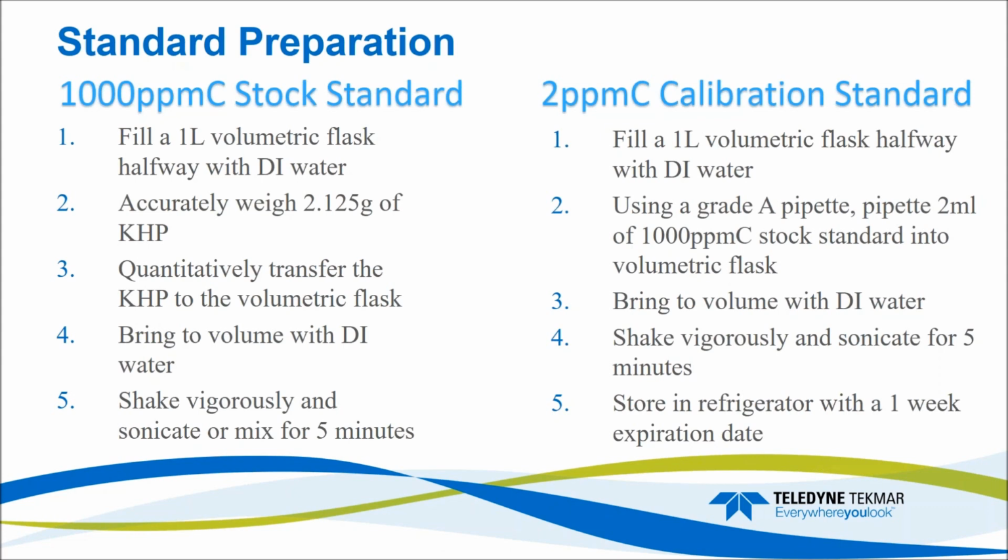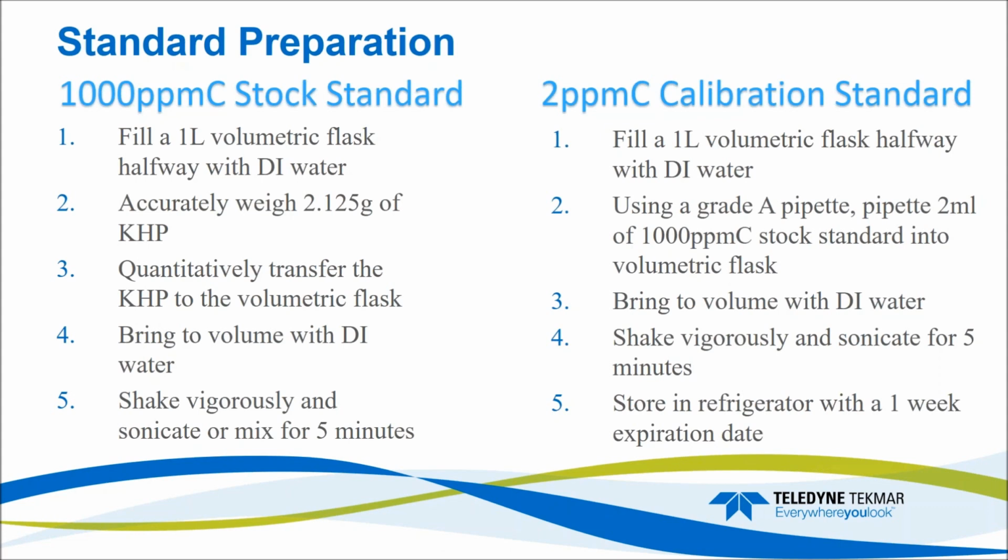So basically, to make a stock standard of 1,000 parts per million carbon, you fill a 1 liter volumetric flask halfway with DI water, then you accurately weigh out 2.125 grams of KHP. You quantitatively transfer that KHP to the volumetric flask. You bring the volume up with DI water, which means bring it up to the line. Shake vigorously and sonicate or mix for 5 minutes just to make sure it's homogenized. It should go into solution very easily at 1,000 ppm. And then from that 1,000 ppm, you're going to make a 2 ppm standard for this study.